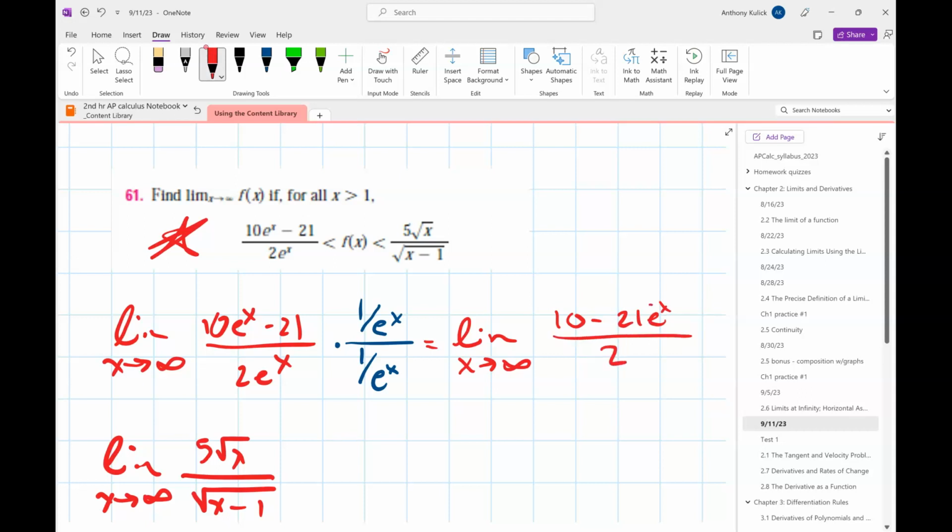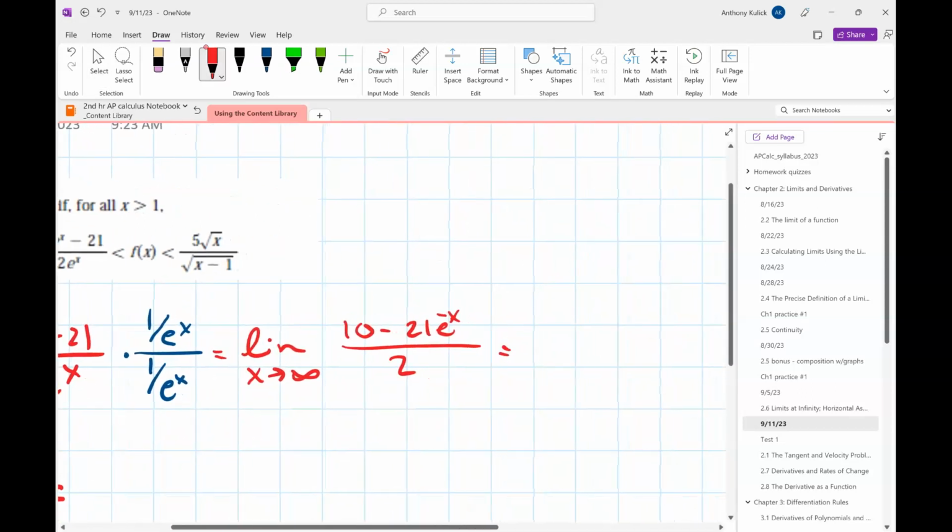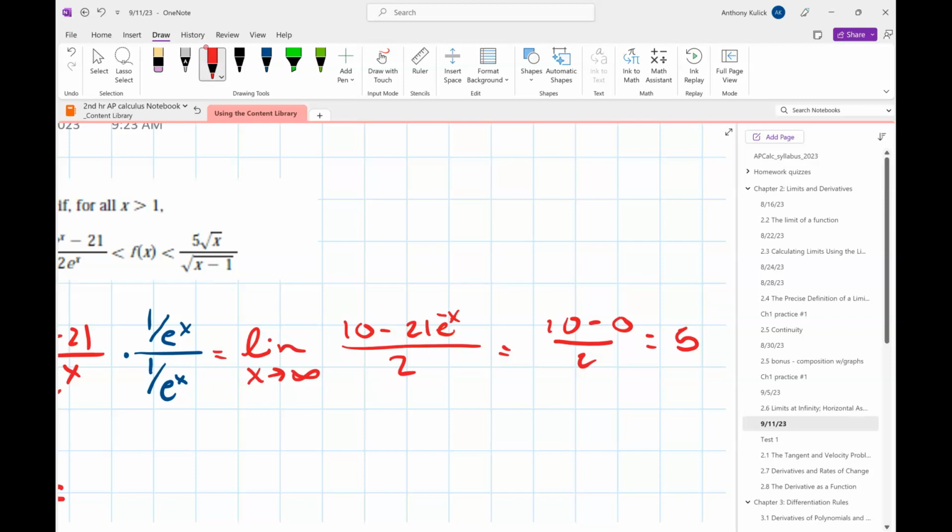Oh, e to the x. Oh, it's the same thing. Yeah, same thing. So when I do the limit, I just get 5. And again, you could put the fraction there and still do the same thing, right? No problem.